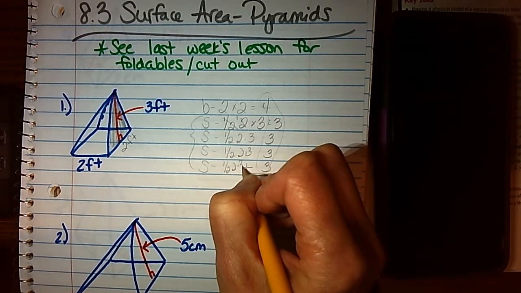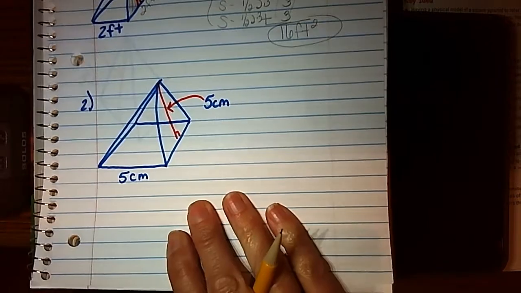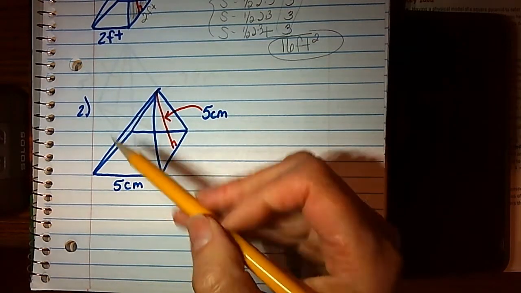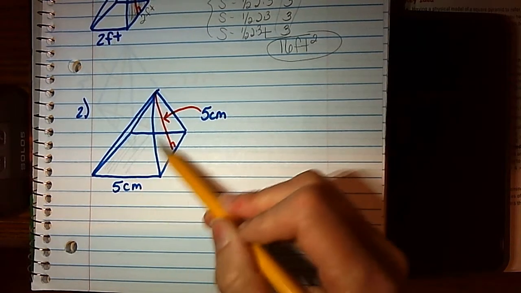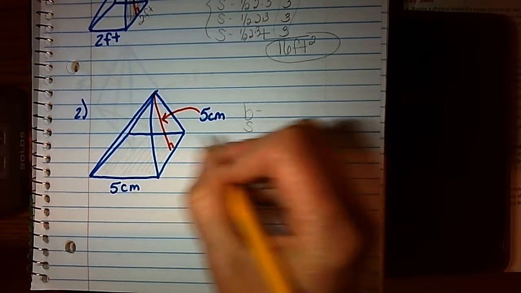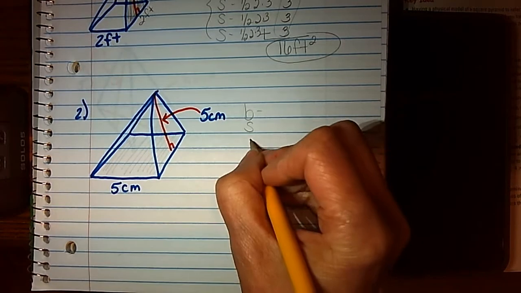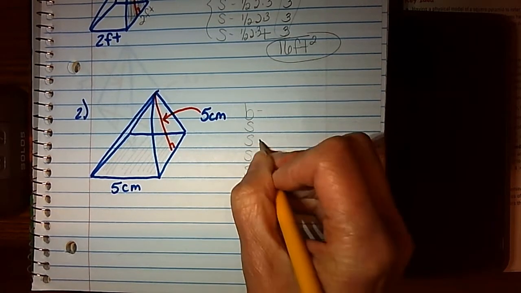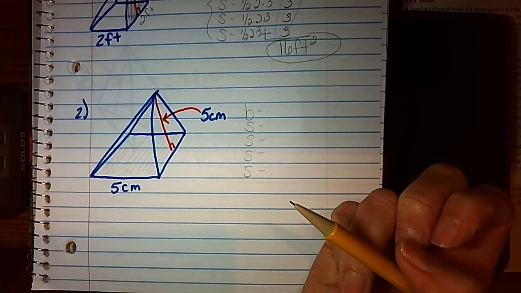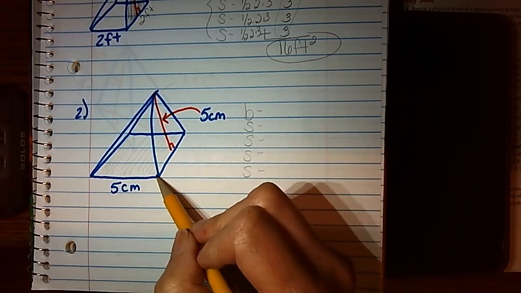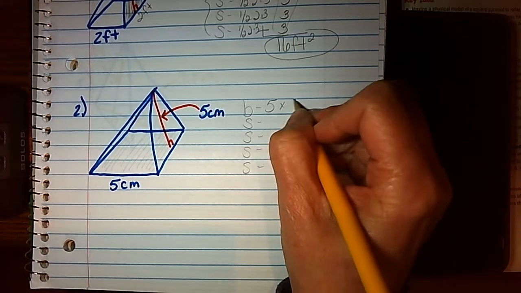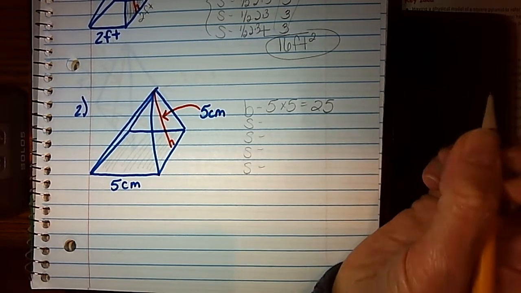All right, now number 2. Looking similar, it's still a square pyramid. So I'm first going to find the area of my bottom. I'm going to set it up, my bottom. And since I have 4 sides on the bottom, I'm going to have 4 sides that make up the 4 faces of my pyramid. So my bottom, again, it's a square, so 5, this also has to be 5. 5 times 5 is going to give me 25.